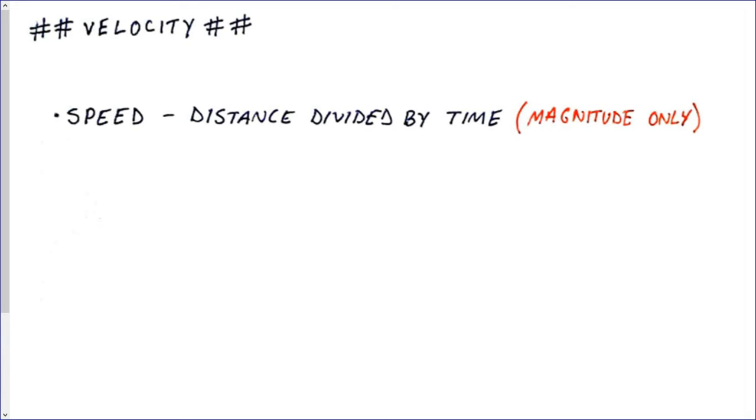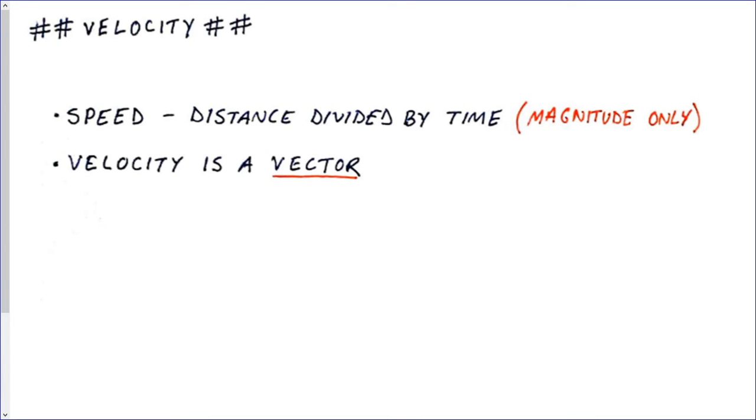graphically. We've all likely heard of the terms speed and velocity and have probably used them interchangeably, but it's important to know the difference between the two. Speed is distance traveled divided by time. Speed is a scalar because it only has magnitude, meaning it only has a number that describes its size.